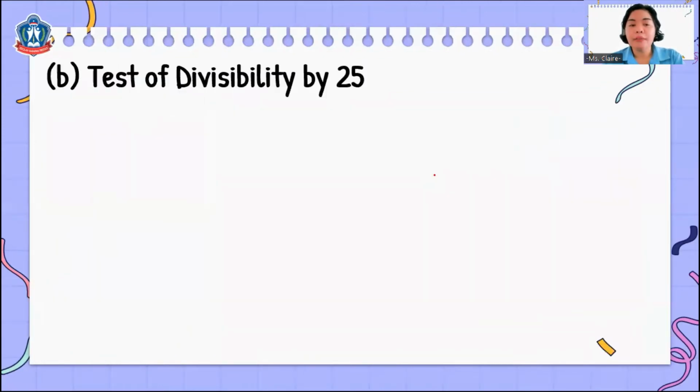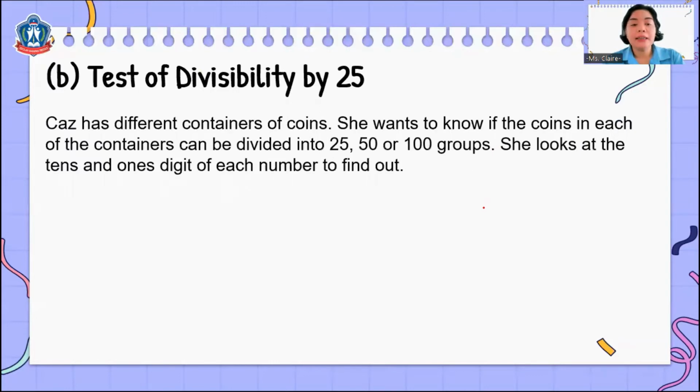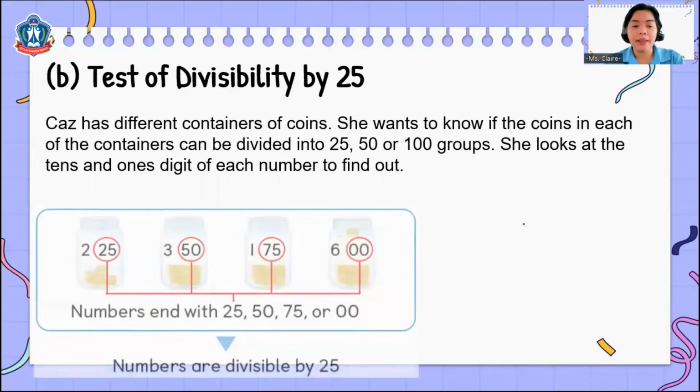Okay, next we have the test of divisibility by 25. It means if a number can be divided by 25. Cass has different containers of coins. She wants to know if the coins in each of the containers can be divided by 25, 50, or 100 groups. She looks at the tens and ones digit of each number to find out.